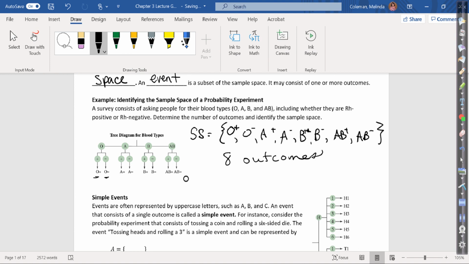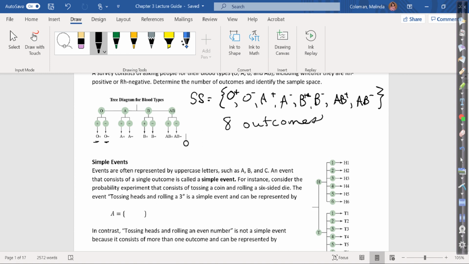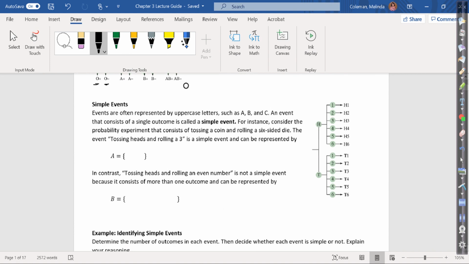So now I can start asking questions about that, such as, how many people have positive blood type? Well, if we don't care about the A, B, AB, or O, then there are 4 possible outcomes with positive blood type. So we can start talking about different events then that happen with those outcomes. So simple events are often represented by uppercase letters such as A, B, and C. An event that consists of a single outcome is called a simple event.